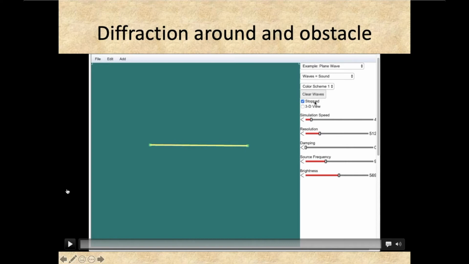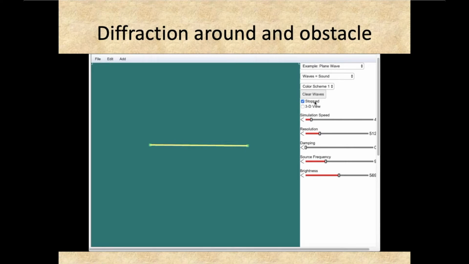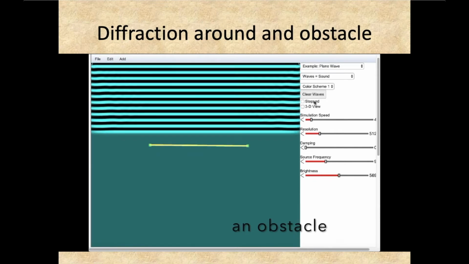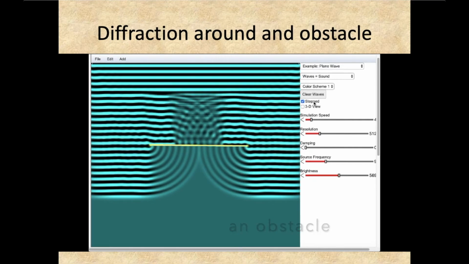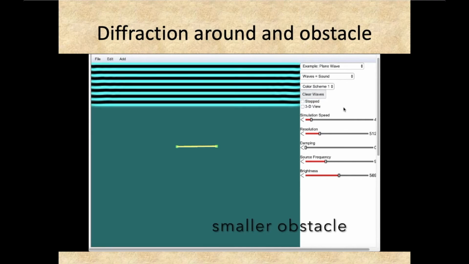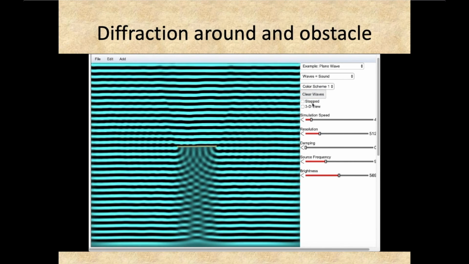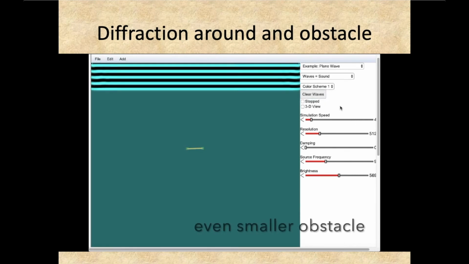Now let's see diffraction around an obstacle. What we saw earlier was a gap, so I had two walls and a gap for waves to move through. Now this is the opposite. The wave will be able to move on the edges, but there's an obstacle in the middle, so let's see what happens. Smaller obstacle. And an even smaller obstacle.